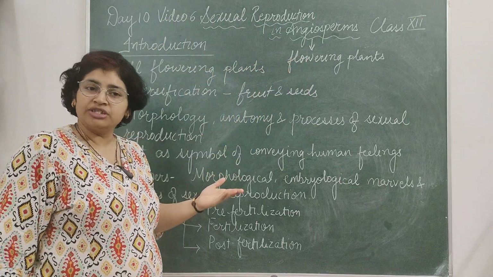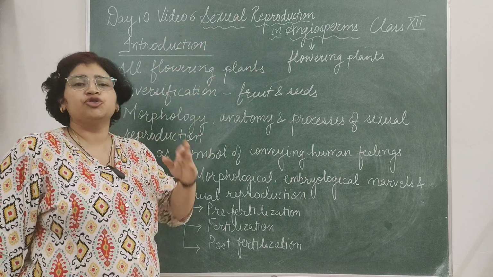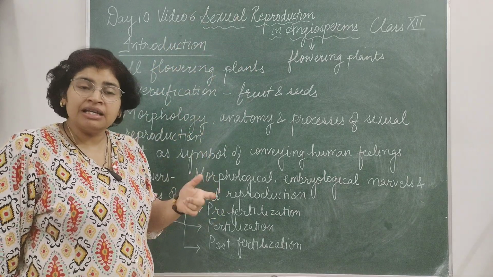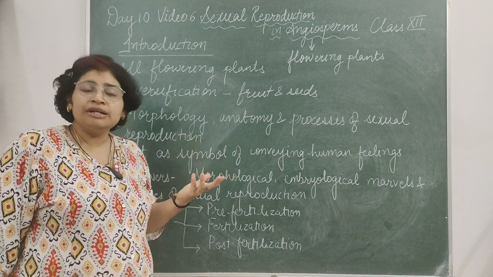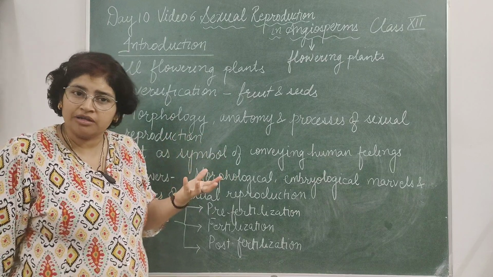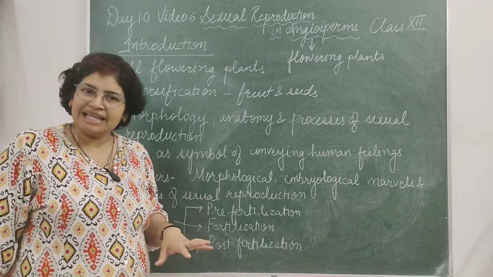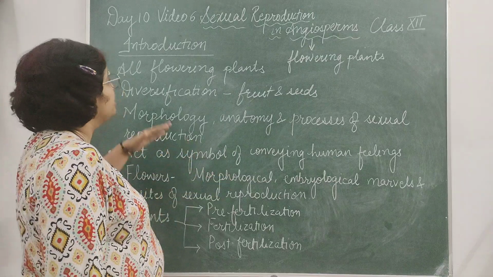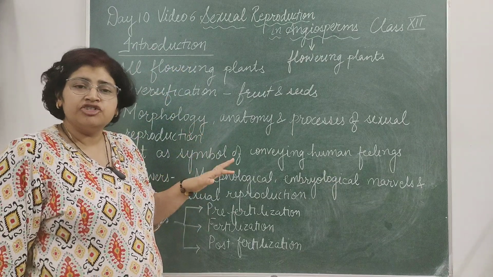Today we are going to start our second chapter, that is sexual reproduction in angiosperms. What is the meaning of angiosperms? Angiosperms are flowering plants which produce their sex organs, either male or female, present in a single flower or present separately. Fine. So today I will introduce you to this chapter.